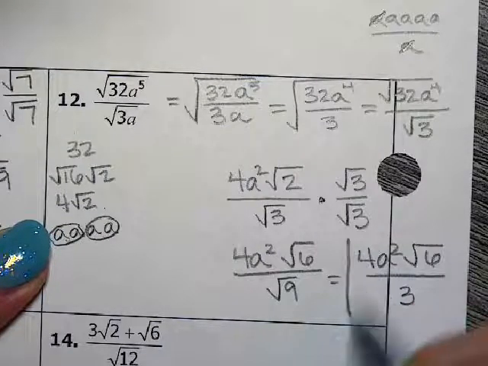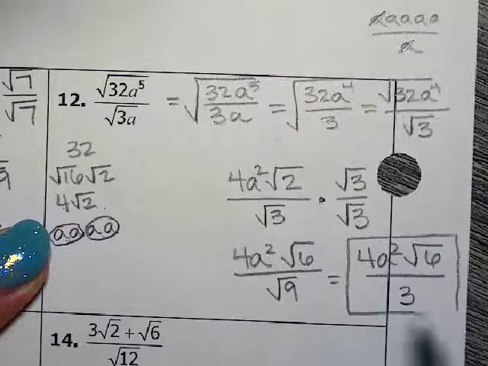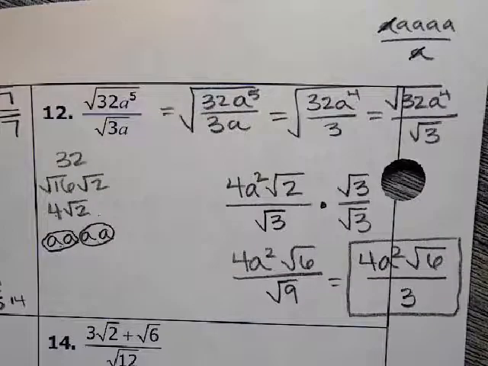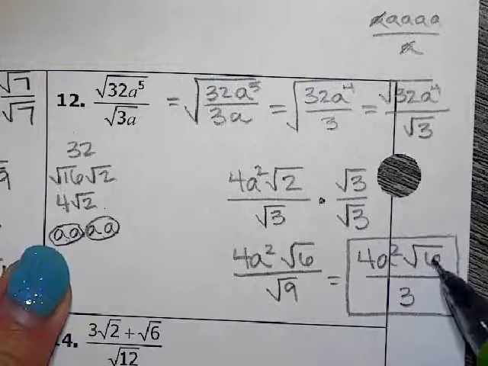It is very tempting to reduce the 6 and 3, but you cannot do it because that's a radical and this is not. So don't do it. Just leave it. Okay.